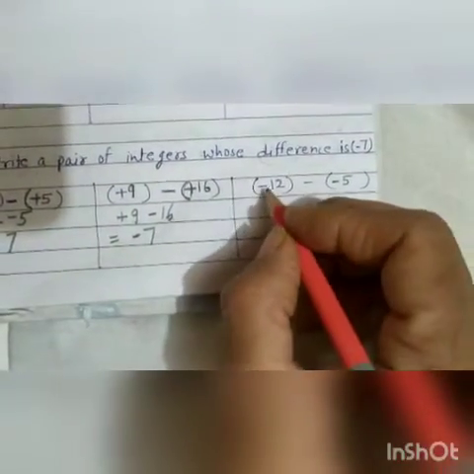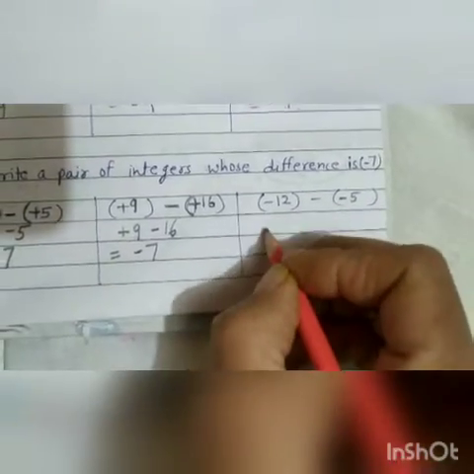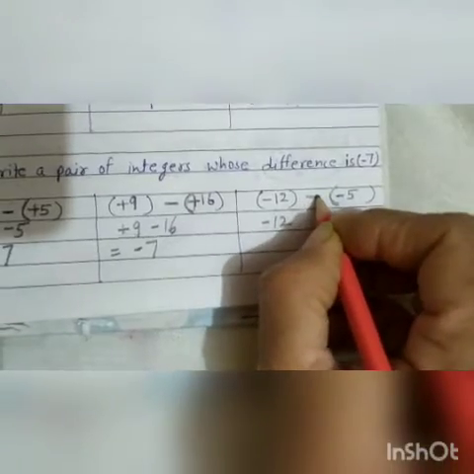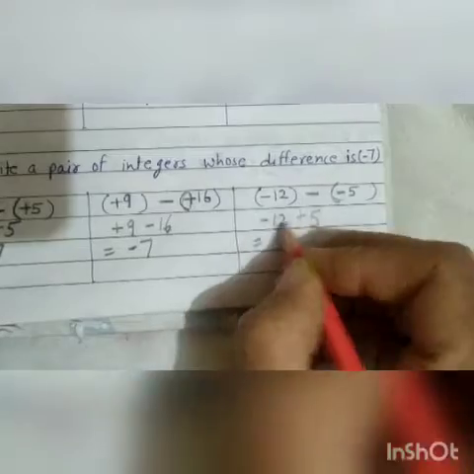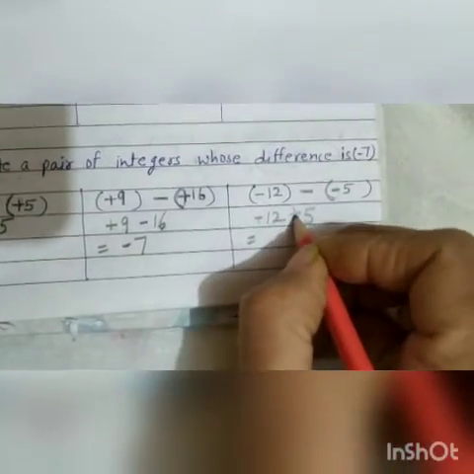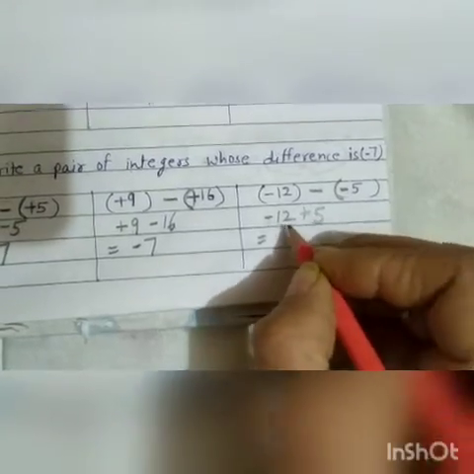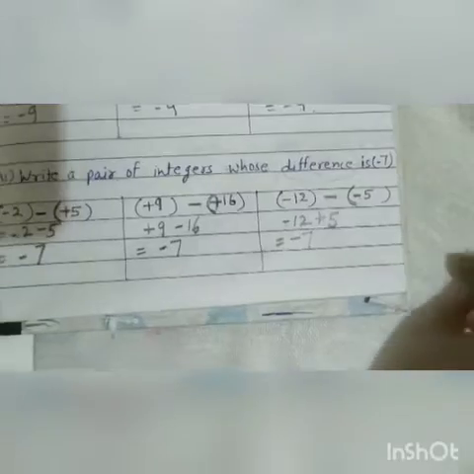Come to the third one. The first integer is minus 12 and the second integer is minus 5. The first integer, minus 12, will be written as it is. Because of the minus sign outside the bracket, we write minus 5 as plus 5. When we solve this, both integers have different signs, so again we subtract. This time we subtract 5 from 12, and we get minus 7 again.